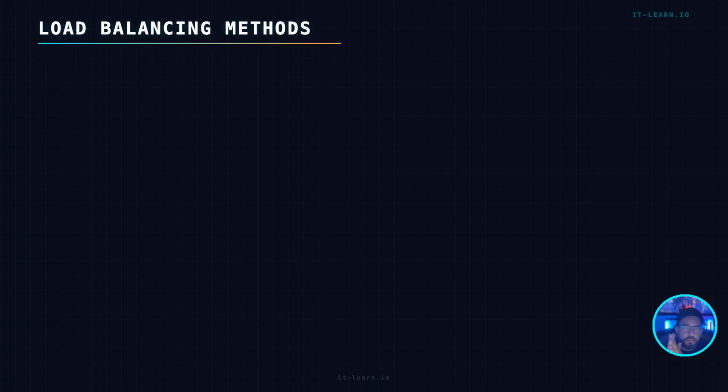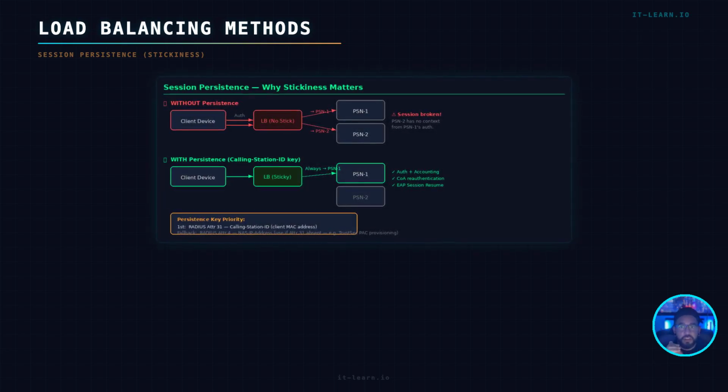Let's go over a few of the load balancing methods, and we're going to talk about how traffic actually gets distributed. With RADIUS, you need to be careful because UDP is connectionless, and any method that relies on tracking an ongoing TCP connection is off the table. Now we're going to talk about session persistence.